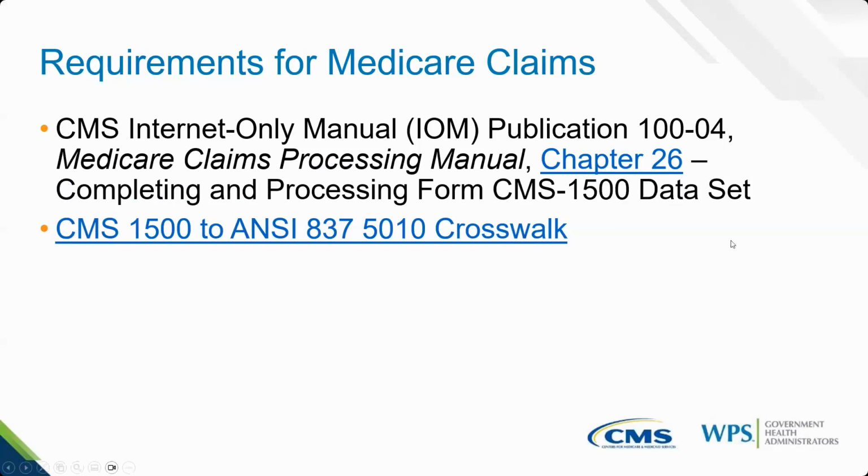In Chapter 26 of the IOM, you will find those instructions, but it's for a paper claim form. Well, most of you aren't billing on paper anymore, so I wanted to provide for you the resource that is what is called the CMS 1500 to ANSI 837 5010 crosswalk, and I want to show you what that looks like, because a lot of the rejections that I talked about today was because something was missing or in an illogical format, or something was required but wasn't there on the claim.